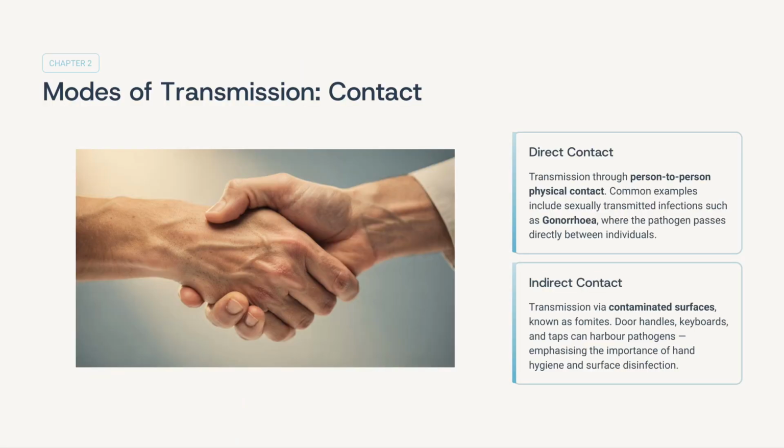Contact transmission includes direct person-to-person transfer and indirect spread via contaminated surfaces or fomites. The handshake image reminds us how easily microbes move between people, while the call-out boxes highlight why hand hygiene and surface cleaning are central to stopping infections in everyday settings.